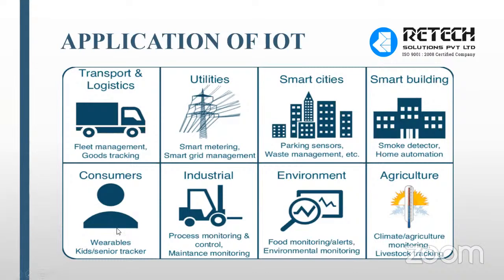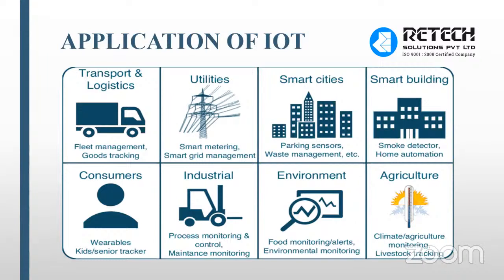Then there are wearable kids and senior trackers. These also have a GPS tracker; the concept is the same. Then we go for smart metering and smart grid management. In this concept, we have two sensors: a voltage sensor and a current sensor. Based on this sensor data, we can easily read our smart meter.